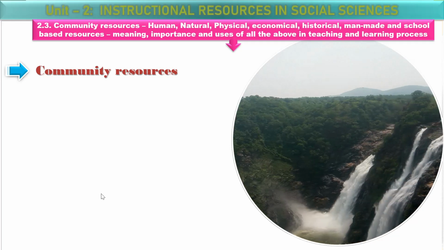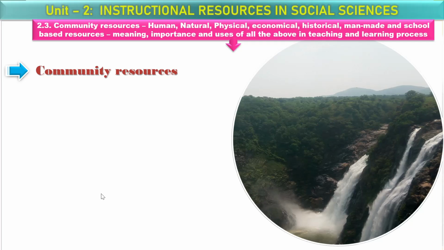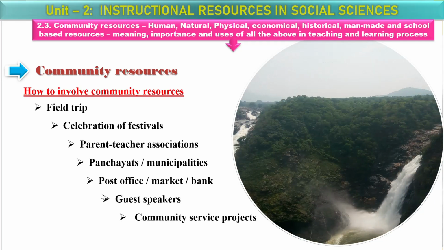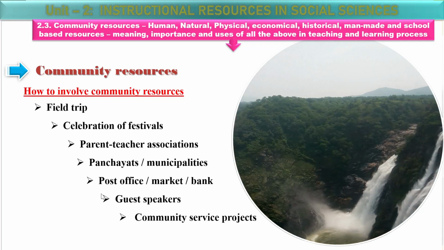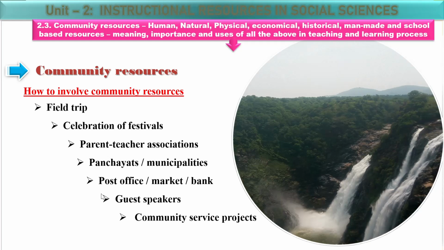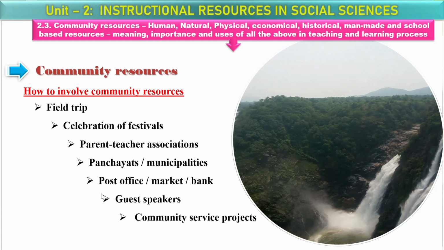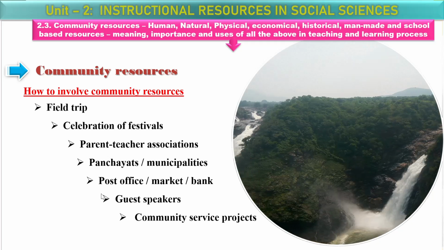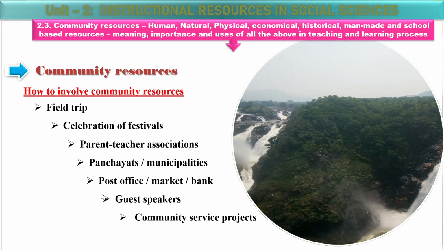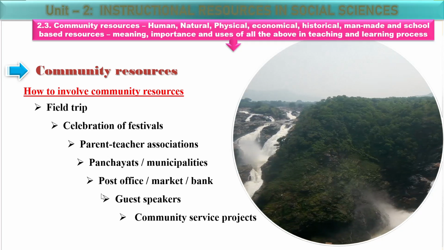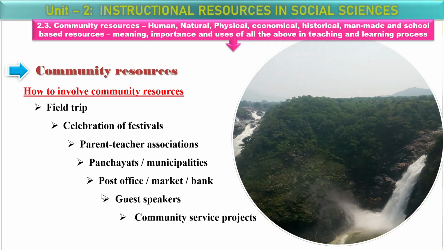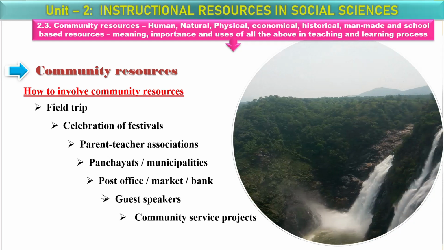A lot more examples can be given and we can make use of as many as possible. In particular, one year one resource and next year another resource, and our children get a benefit out of it. So the question comes, how can we make use of these community resources? We can make use of these community resources by taking them outside or bringing the community to the school. Taking them outside, we call it a field trip or excursion.